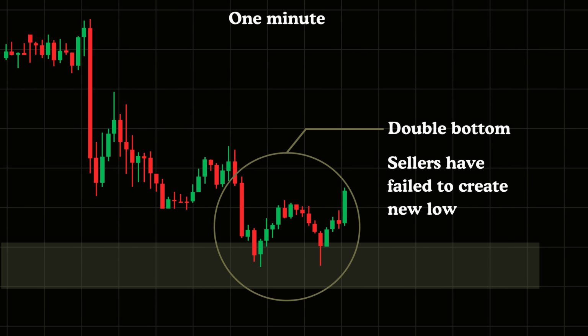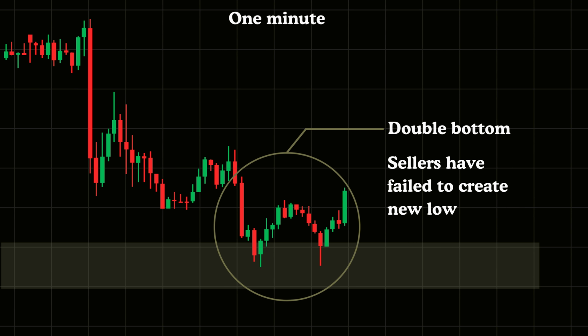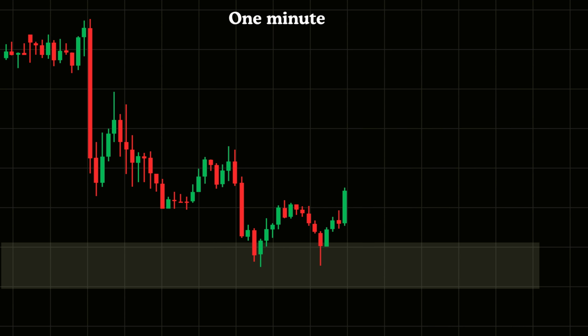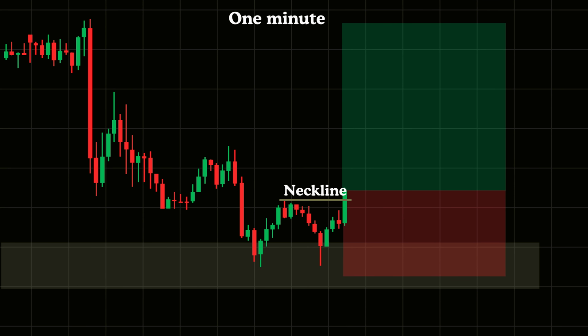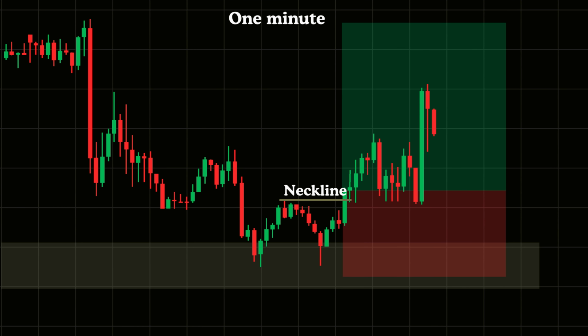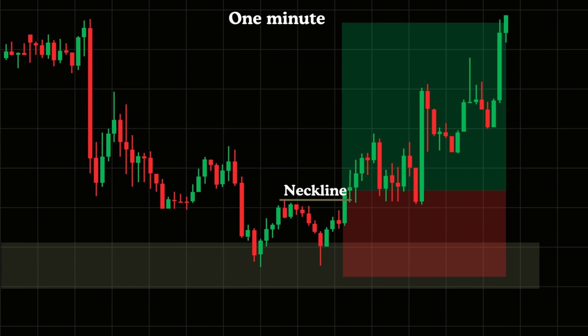It suggests that sellers were unable to push the price below the market structure to form a new lower low. This setup is confirmed when the price breaks and closes above the neckline, and that's our signal to enter a long position. The stop loss will be placed just below the double bottom, and our target will be the next significant market structure level ahead of the price.